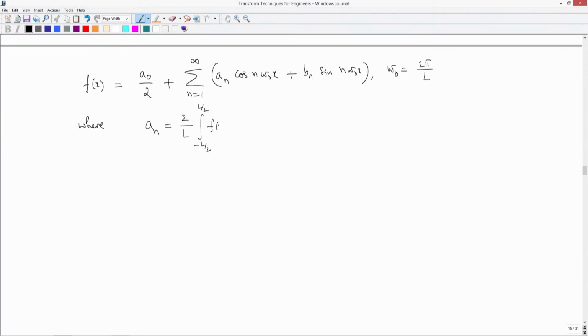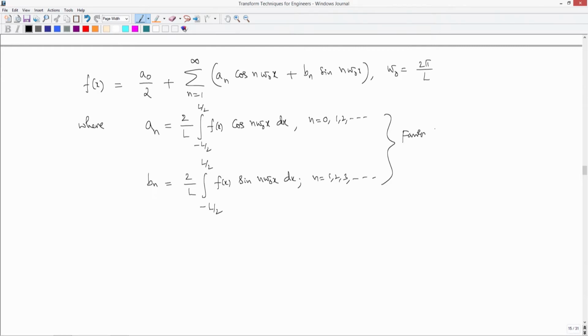and then you have this f(x) with the cosine function dx, and b n's are the same thing with the sine function, f(x) sin n omega naught x dx. So a n's are running from n is 0, 1, 2, 3 onwards. And b n's are running from n is 1, 2, 3 onwards. So this is not the only representation. What we call these are Fourier coefficients.